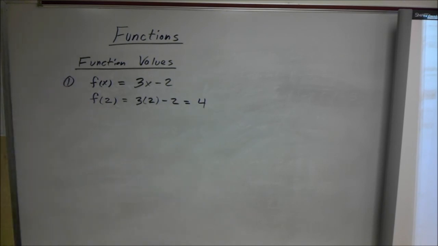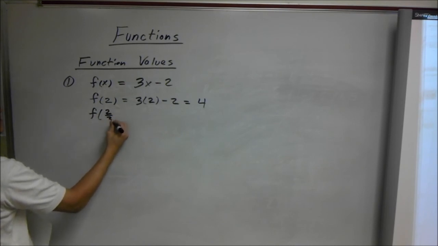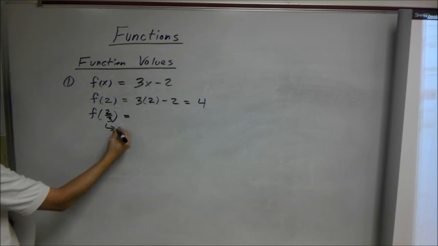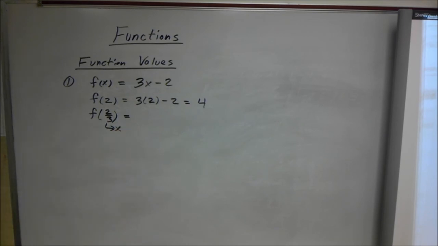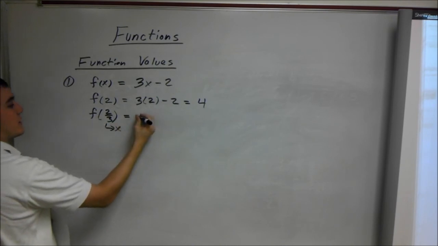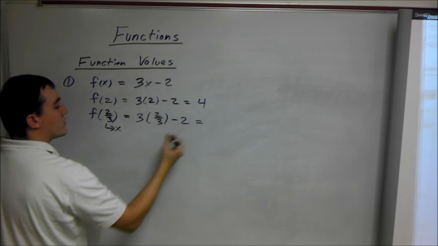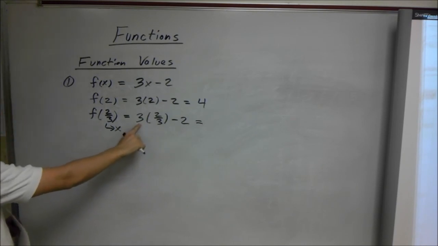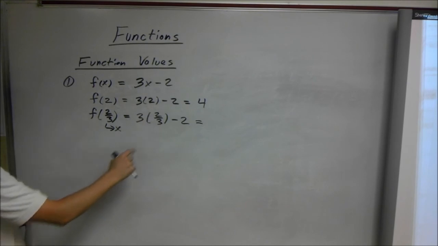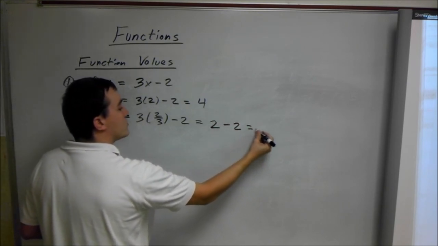What if it said f of 2/3? We do the same thing, just plug in. This becomes our x, because it usually is f of x. So we get 3 times 2/3 minus 2. Well, 3 times 2/3, same as multiplying by the top, dividing by the bottom. 3 times 2 is 6, divided by 3 is 2. So we get 2 minus 2, which is 0.